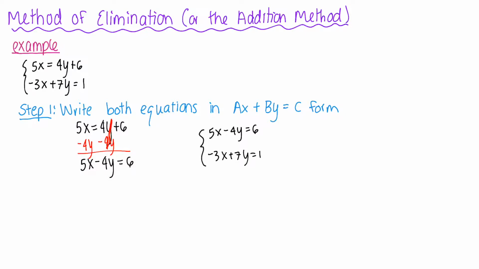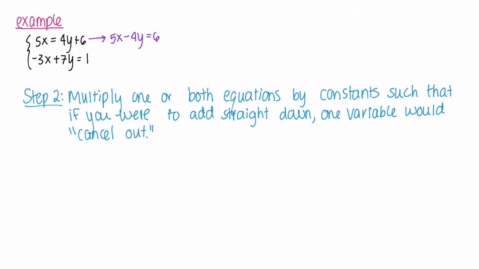So all I really did here was rewrite this equation in a different form. So let's look at the next step. I didn't rewrite our system fully, but we do have the one thing we needed from the previous step. Our next step is multiplying one or both equations by constants such that if you were to add straight down, one variable would cancel out.